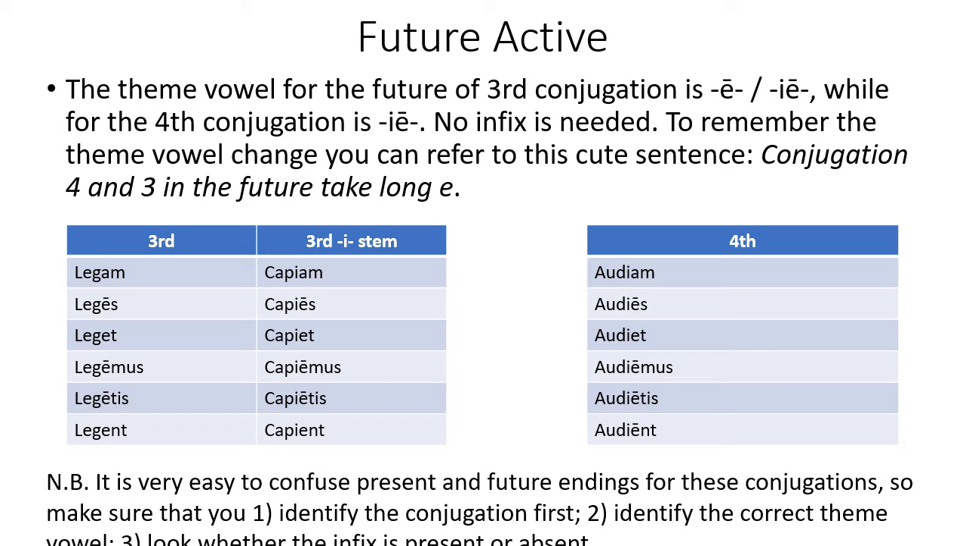So it is very easy, as you can see, to confuse the endings of the present and the future of third and fourth conjugation because they kind of look like the same. The theme vowel changes, but the rest is the same.